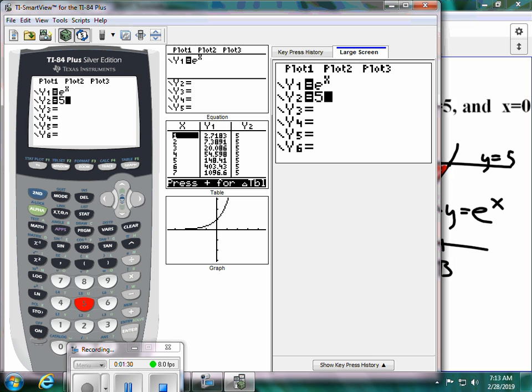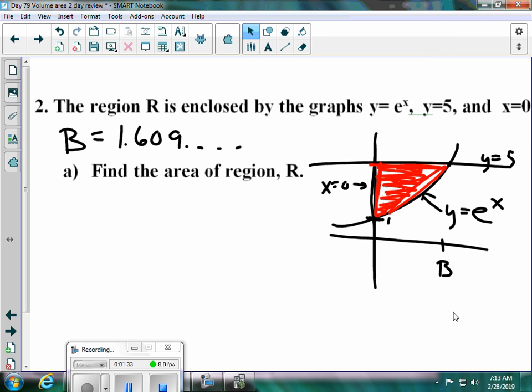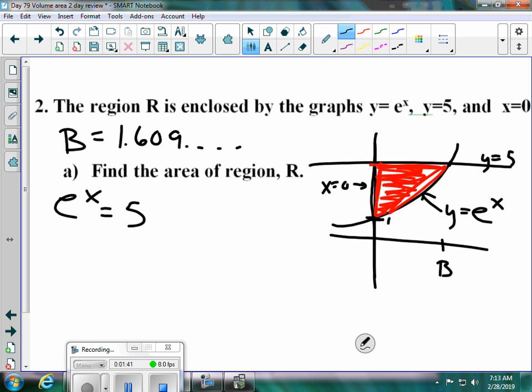In fact, on the paper where I gave you the answers, to find the x coordinate here, because that was the only value we were going to worry about, you set what y equals on one equal to what y equals on the other. You'd have e to the x equals 5. And then how do you get what x equals? You take the ln of both sides. So x just equals the ln of 5. So b, this value here, is just the ln of 5. But it also turned out, if you put it in your calculators, 1.609, and you could write that down.